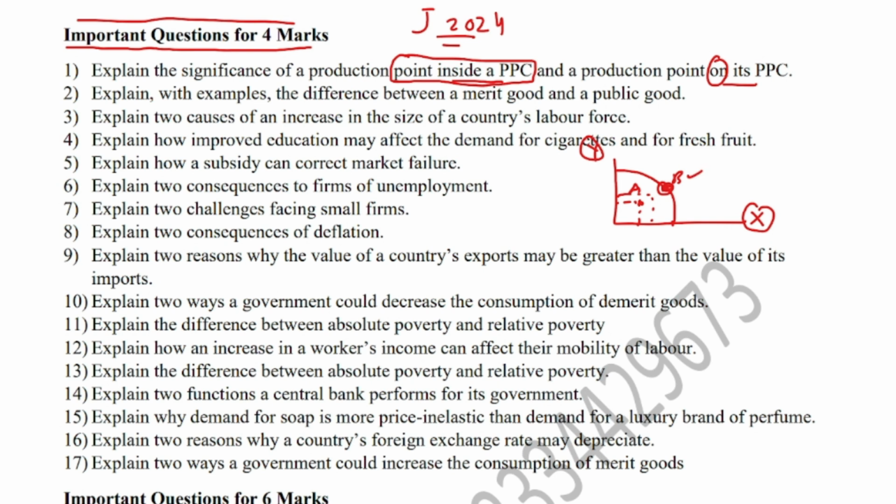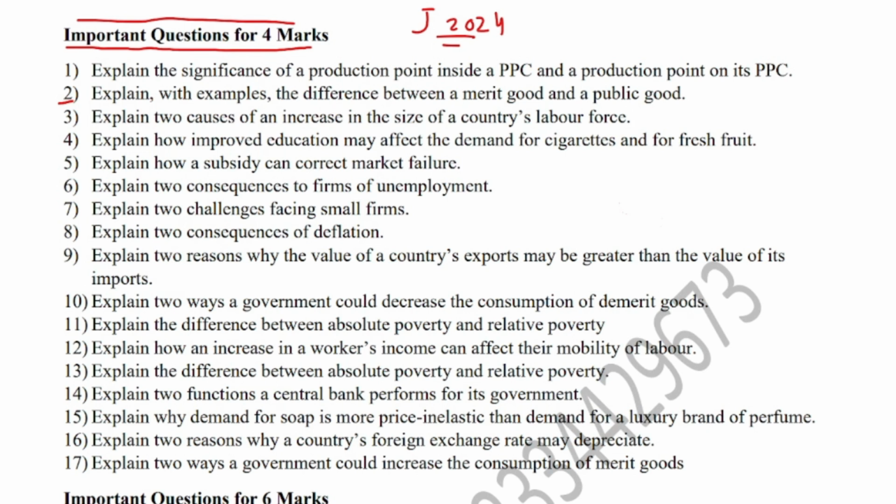For example, if we are initially at point B where production of Y good is Y1 and production of X good is X1, let's say. So if we move from point B to C, then production of X will increase, but at the same time you can see production of Y will decrease. So it shows opportunity cost. When there is point inside the curve, it means there is no opportunity cost by increasing the output of one good.